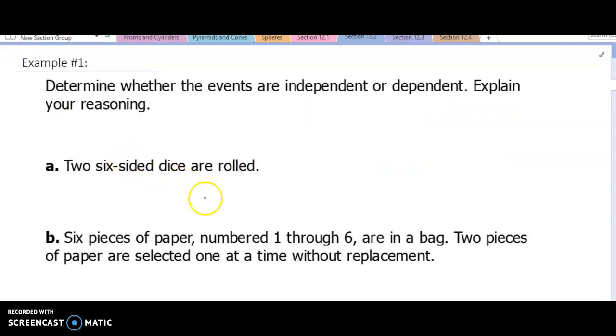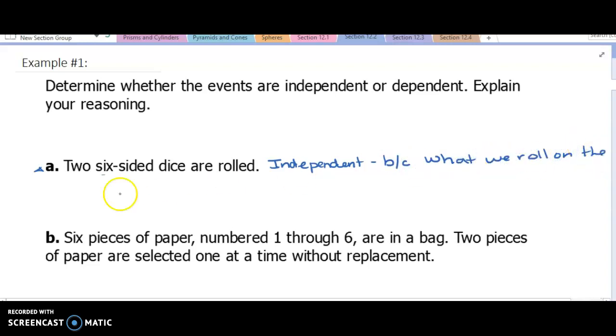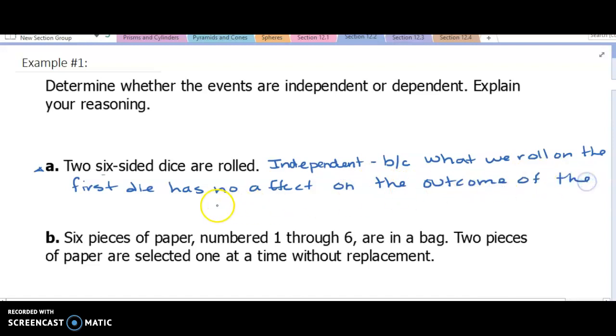All right, so let's look at example 1. The first example is that we're rolling two 6-sided dice. This would be an independent event. The reason it's independent is because what we roll on the first die has no effect on the outcome of the second die. So that would be an example of independent.